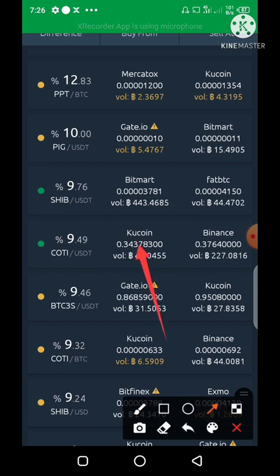And also here on KuCoin, when you buy this coin at the price of 0.0347300 and transfer it to Binance, you will sell it at the price of 0.03764000. That is the price. The profit in percentage is 9.49%. This is how this application is showing you the differences from one exchange to another.